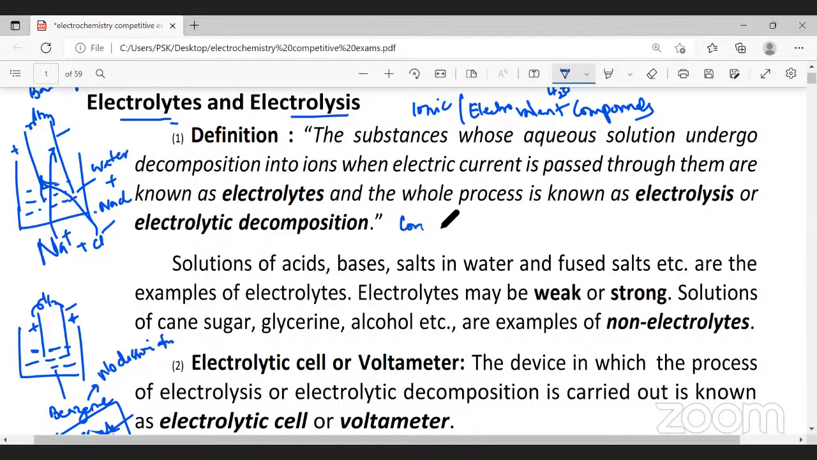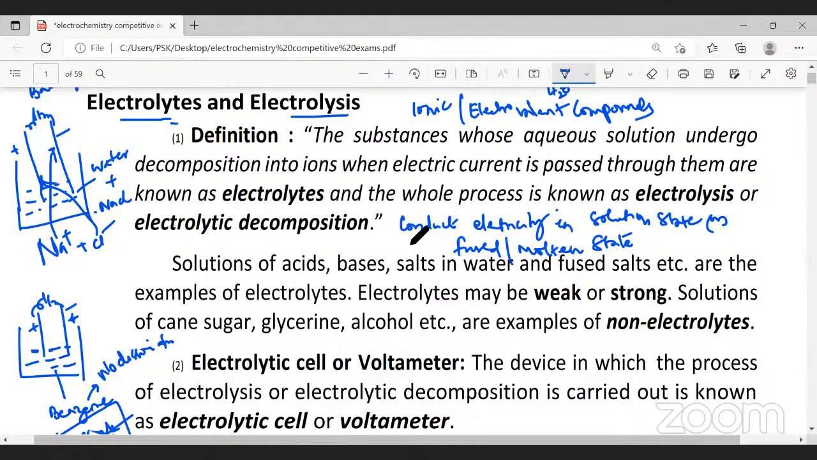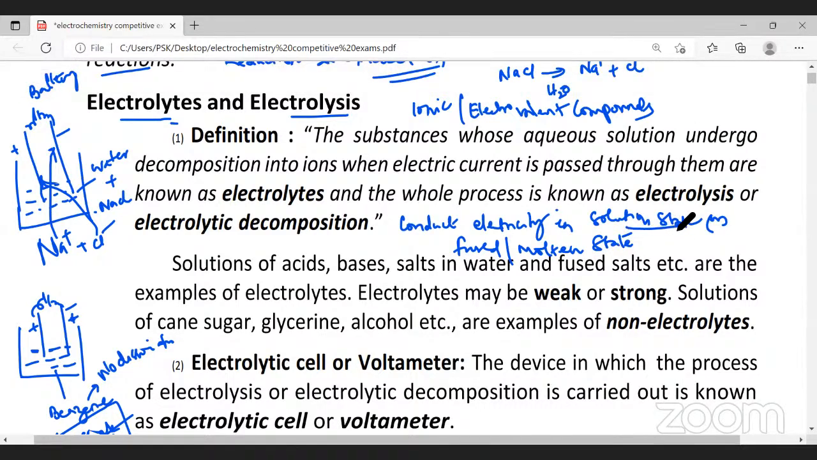What do you mean by electrolyte? A chemical substance which conducts electricity in solution state, fused state, or molten state is called an electrolyte. What is an electrolyte? Any chemical substance which conducts electricity in solution state, fused state, or molten state is called as what? An electrolyte.